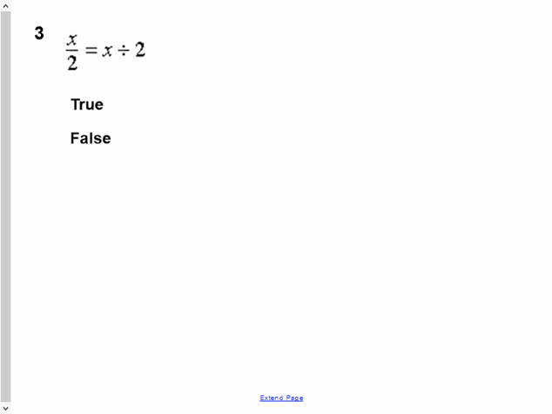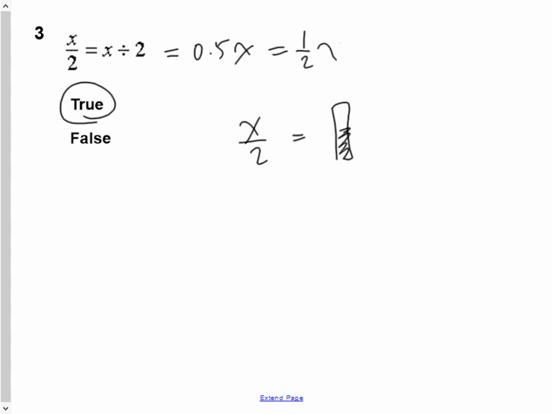Question 3, x over 2 is the same thing as x divided by 2. That's true because x over 2 is represented by half of x. And to get half of x, we would divide it by 2. It's a little hard one to kind of give a proof, but they are the same thing. Also, half of x is also this, or half of x is also that. But those two we don't delve into too greatly in grade 8, but grade 9 we would.